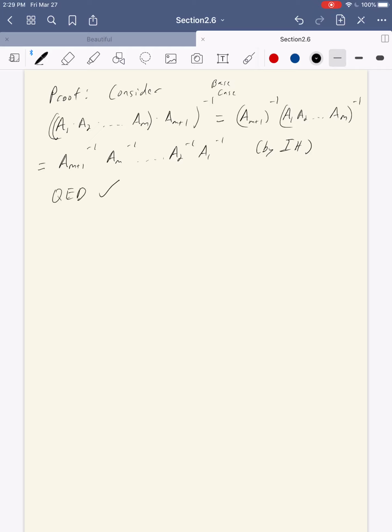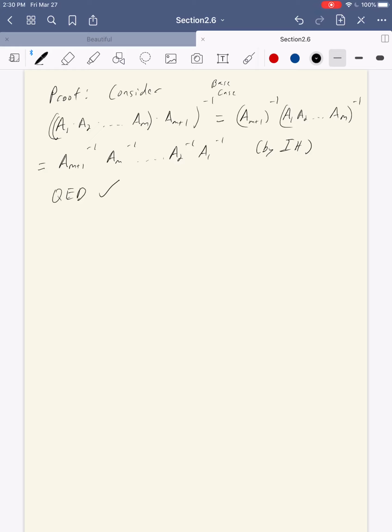So what we've basically shown is that if you have a giant product of invertible matrices, then that giant product will also be invertible, and its inverse is found by inverting each of the matrices individually and reversing the order of multiplication. And we did that as a nice little proof by induction.